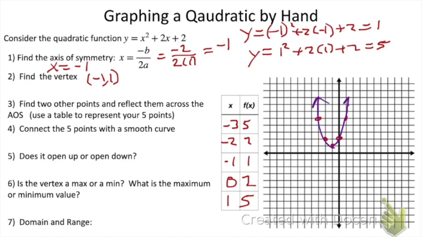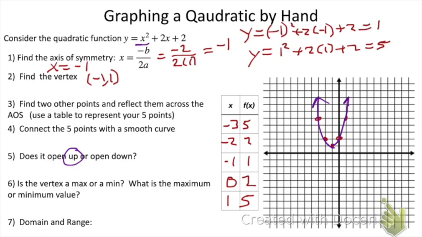There's my smooth curve. Make sure you put your arrows on the ends. We want to know if this thing opens up or opens down. You can find that by this leading term. The leading term, if it's positive, means it opens up. If the leading term is negative, with a coefficient like negative 2, it would open down.